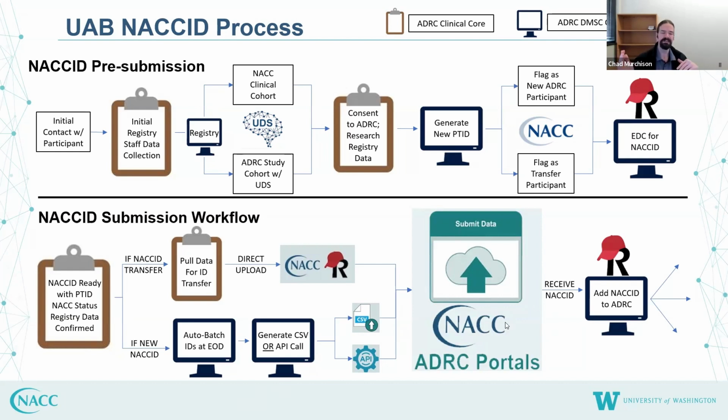Once this is done, assuming that we have any appropriate error kickbacks resolved, we are able to receive the NACC ID, and now we enter it into our system itself. So now we have that NACC ID. It is associated with our registry participant for research, whether it's clinical cohort or not. And then from there, we can just distribute it and impress everybody with how well we've used the NACC ID system.